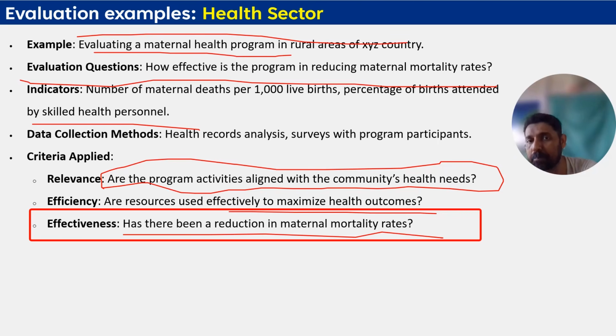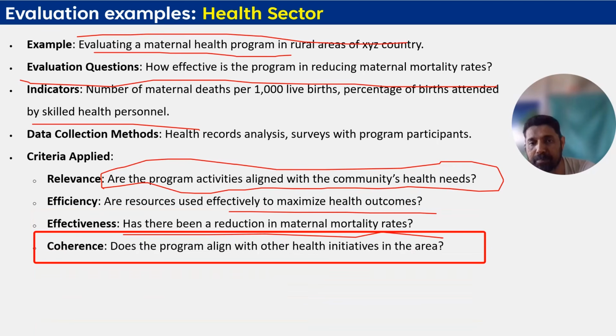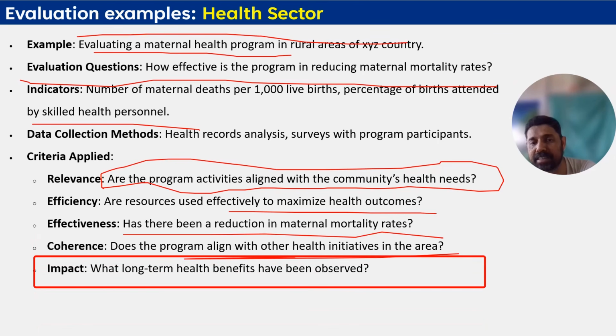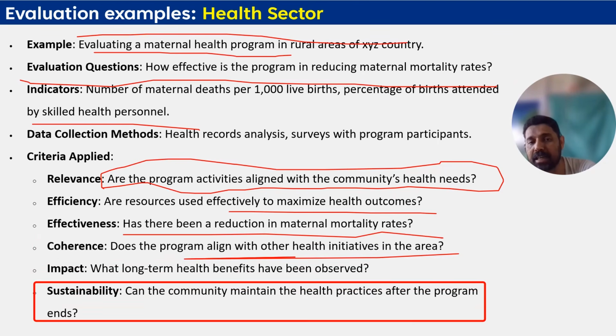You have completed the project, so is there any reduction now? For example, if there was one death per 1000 live births, what is the status now? Coherence: does the program align with other health initiatives in the area? If the health department or other NGOs are conducting activities in that area, are these activities aligned with those? Impact: what long-term health benefits have been observed? And similarly, can the community maintain the health practices after the project ends?